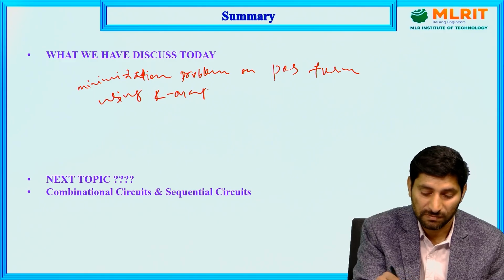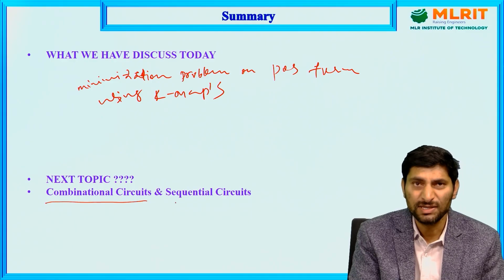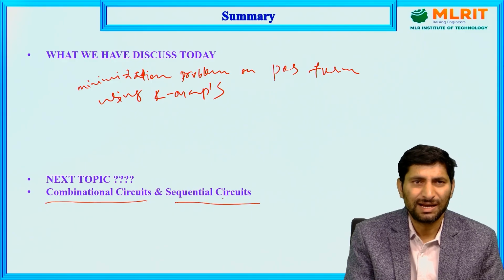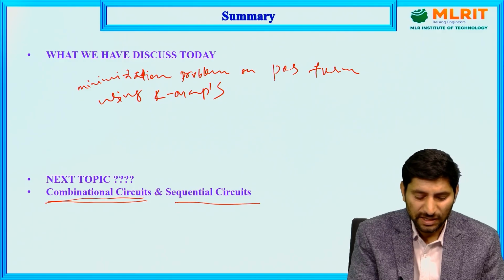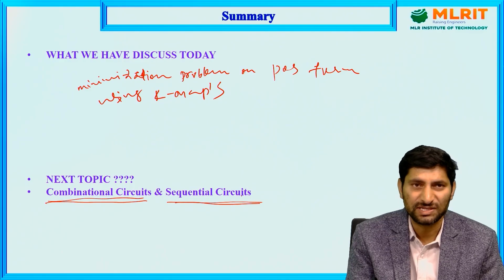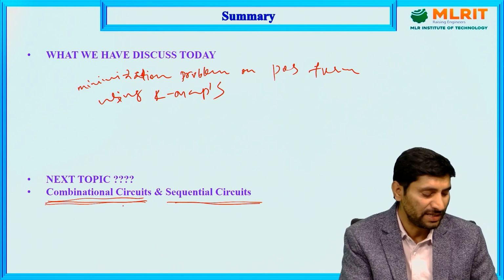In the next session we will see combinational circuits and sequential circuits. There are basically two types of circuits in digital electronics, that is combinational circuits and sequential circuits. That will continue in the next class.